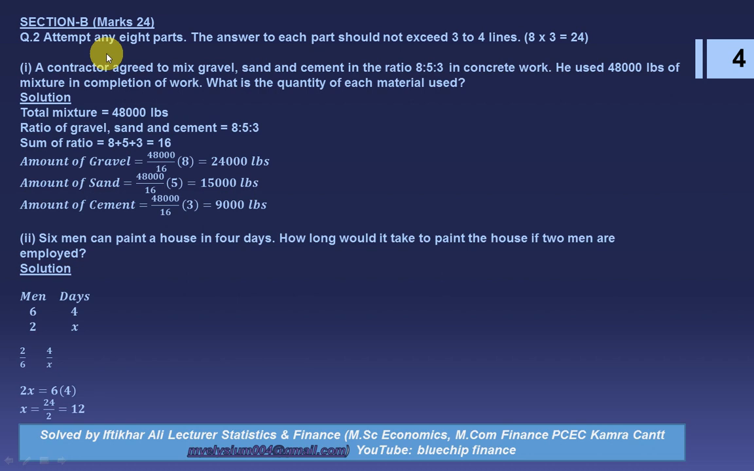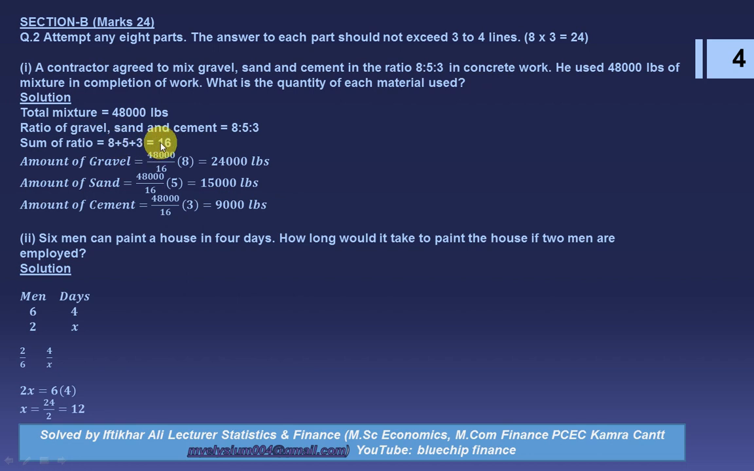attempting 8 parts. First question: a contractor agreed to mix gravel, sand and cement in the ratio of 8:5:3. In concrete work, he used 48,000 pounds of mixture in completion of work. What is the quantity of each material used? So total mixture, first of all, we take 48,000 pounds. After that, what is the ratio?